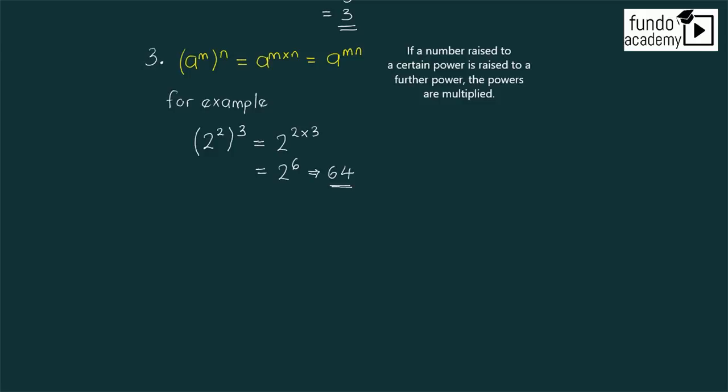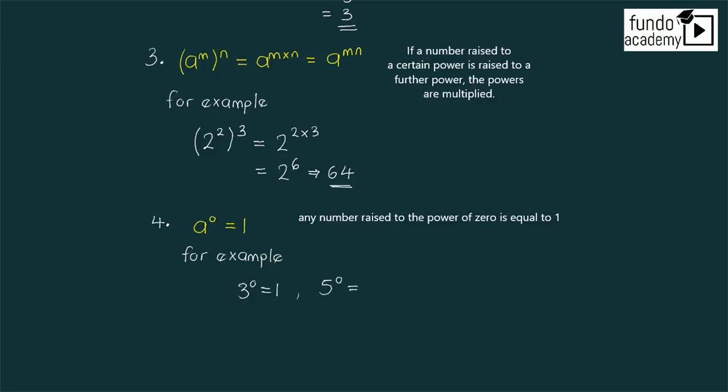The fourth law has to do with a base raised to the power of 0. So any number raised to the power of 0 is equal to 1, no matter what that number is. So if you have, say, 3 to the power of 0 is 1, 5 to the power of 0 is 1. Whatever number, whatever base raised to the power of 0 will be equal to 1. Always know that. Okay, so that is our fourth law of indices.